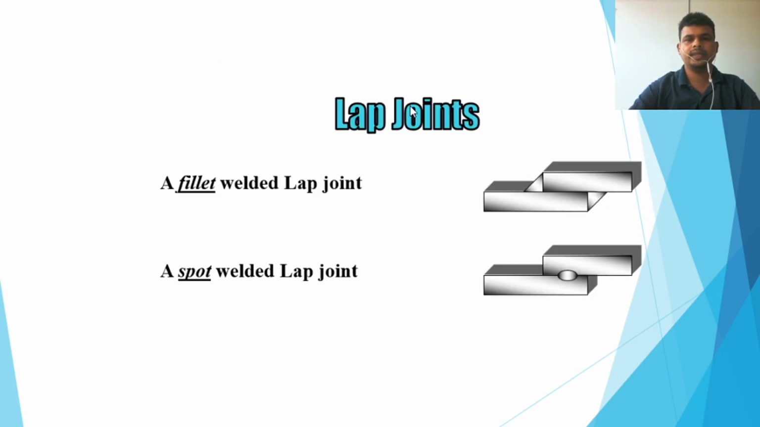In the next slide you can see the lap joint. This is the fillet weld lap joint, this is the spot weld lap joint. Both are also lap joints, but the joint type is different. This is the fillet weld type, this is the lap spot weld type.